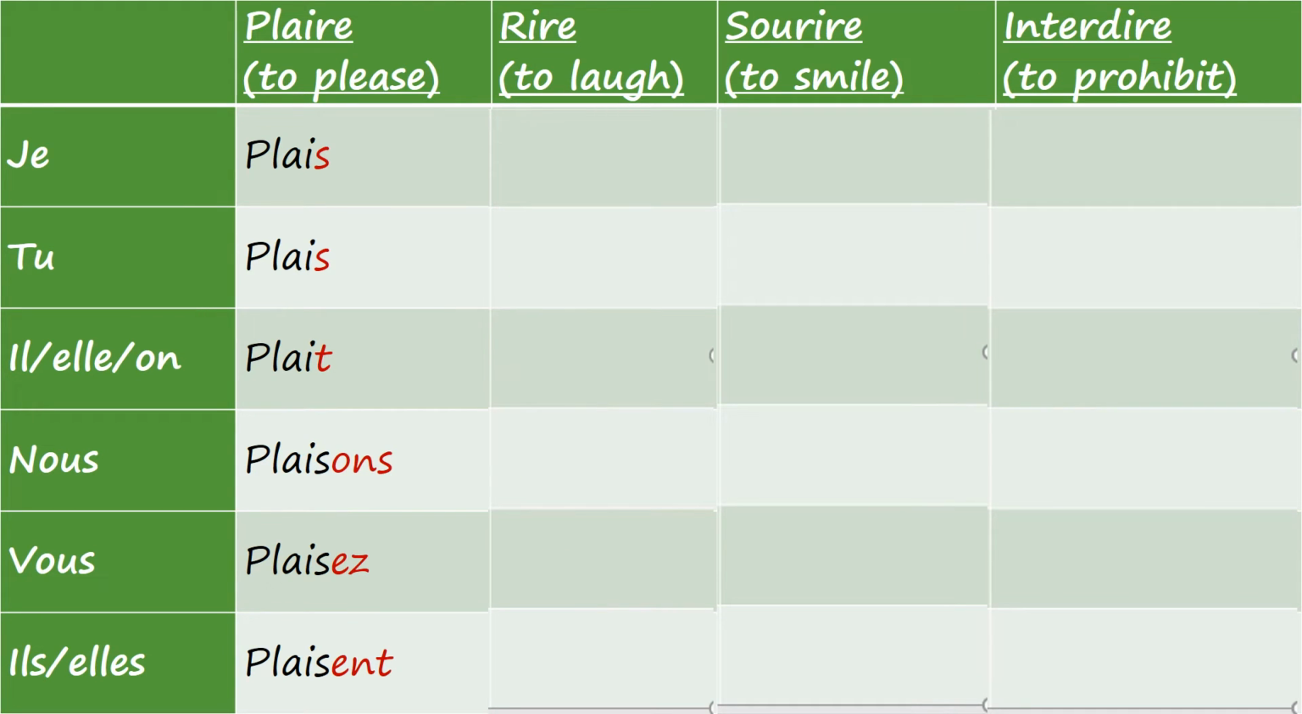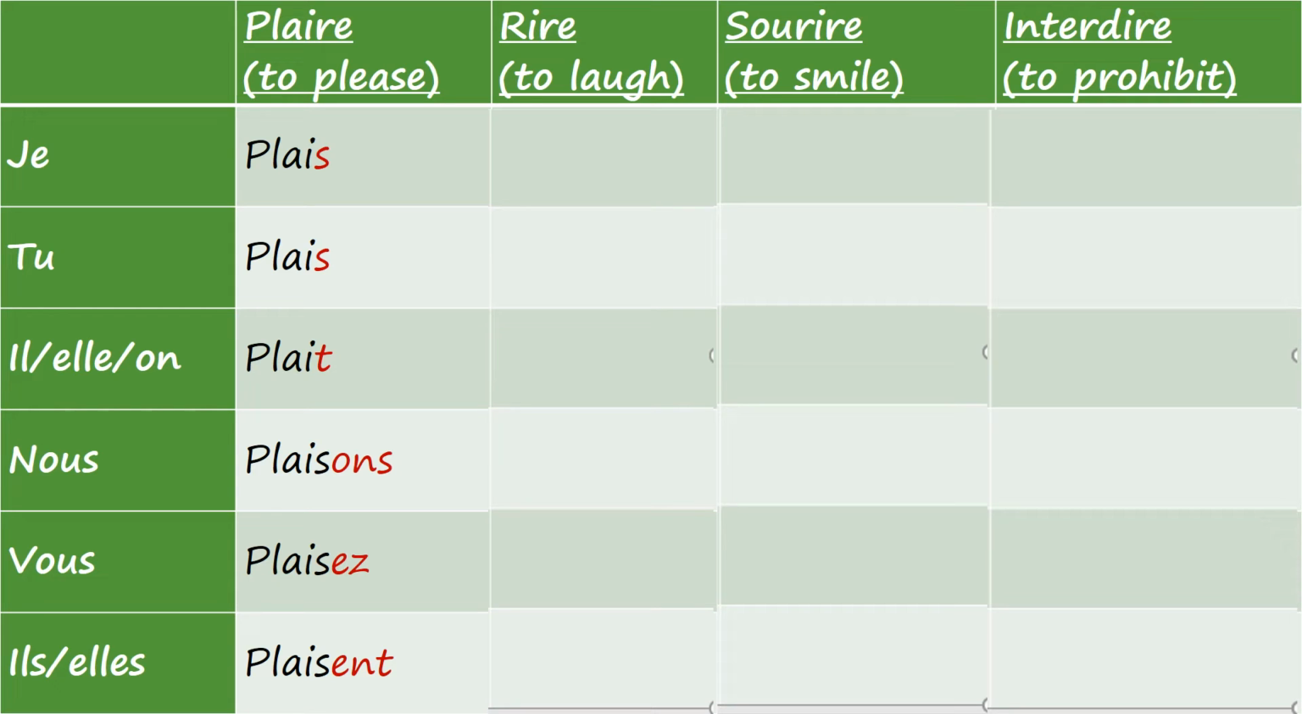Now, plaire, rire, sourire, interdire. From these verbs, it's easy to remember: you remove RE and you add the endings S, S, T, ONS, EZ, ENT. So you will say, je plais, tu plais, il plaît, nous plaisons, vous plaisez, ils plaisent.